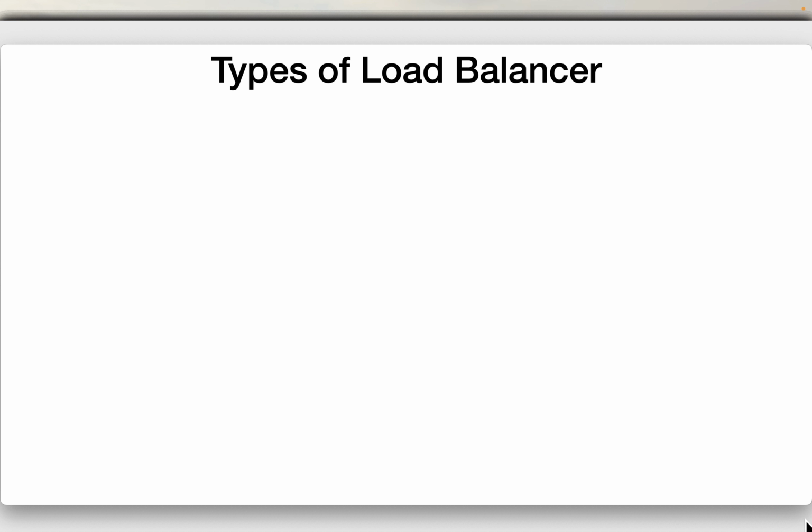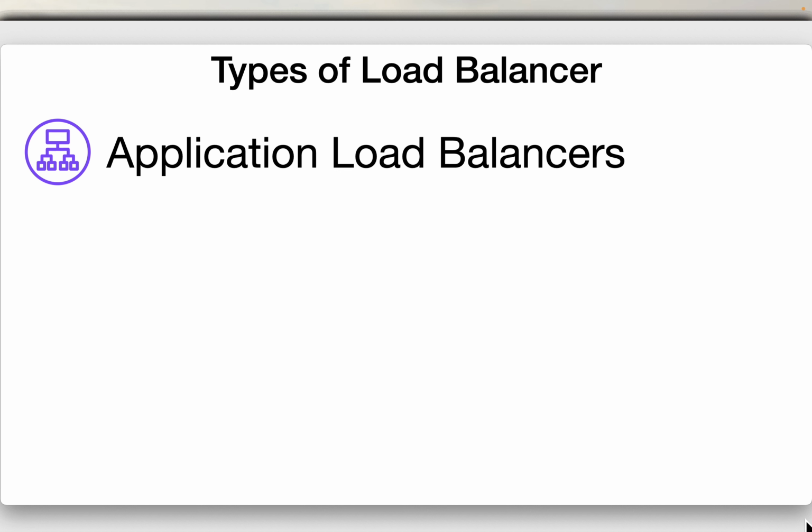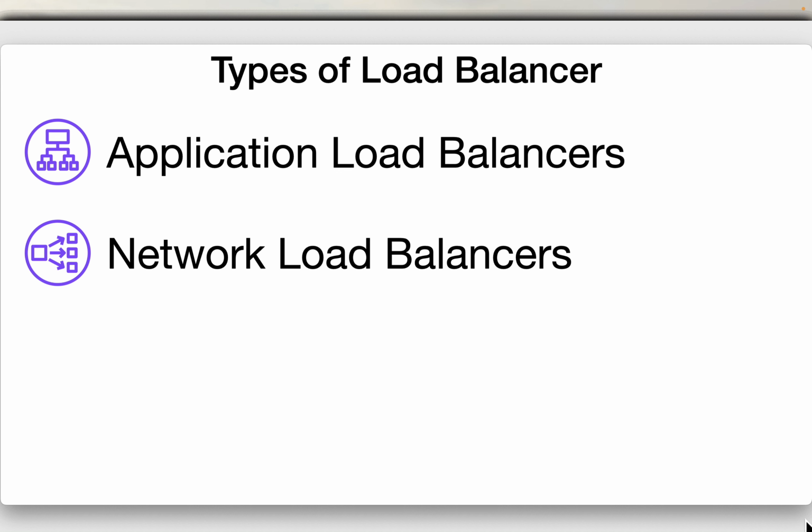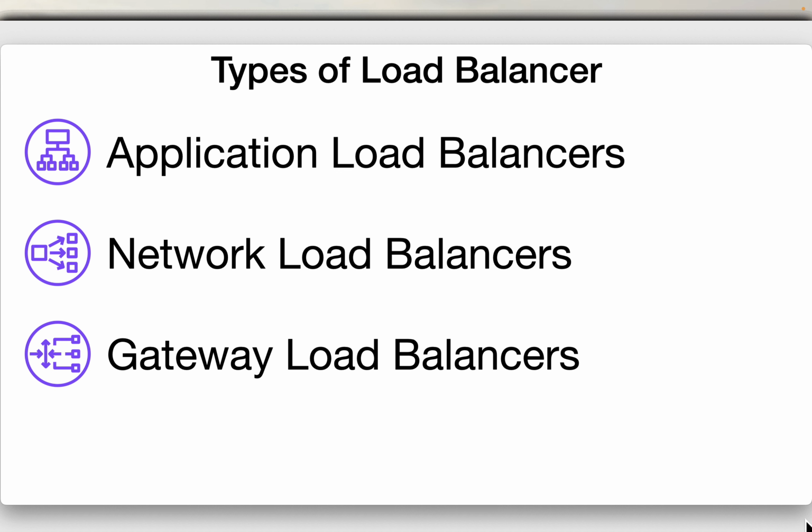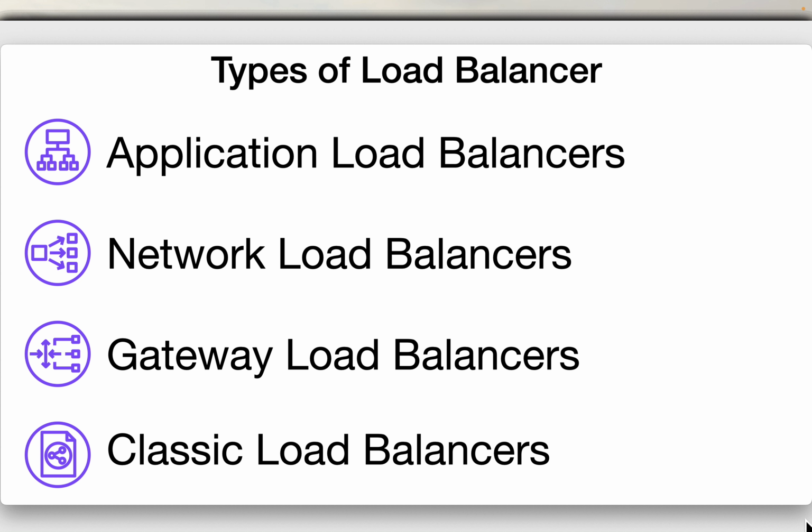Types of load balancer. So first we have application load balancer. Second we have network load balancers. Third we have gateway load balancers. And fourth we have classic load balancers.